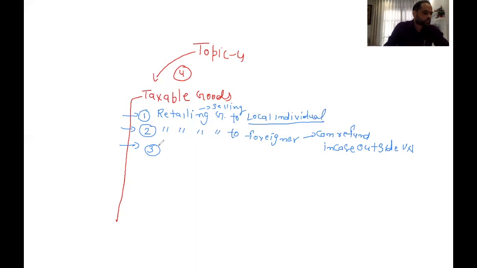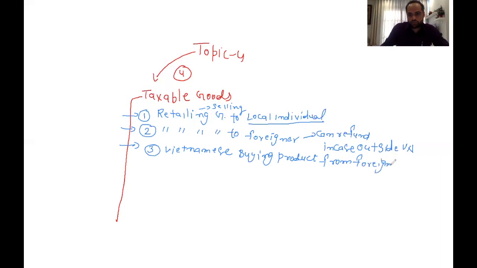Okay. Next one is any Vietnamese buying product from a foreign country. Same example with me: I'm a Vietnamese. I go to Singapore and I purchase some goods, let's say a camera, and I get a refund of that camera's VAT at the airport, like in my previous example. But if I bring that camera into Vietnam, I have to pay VAT, right?